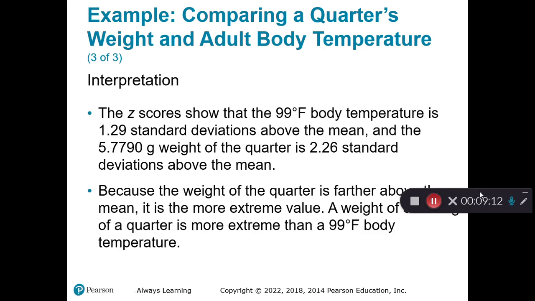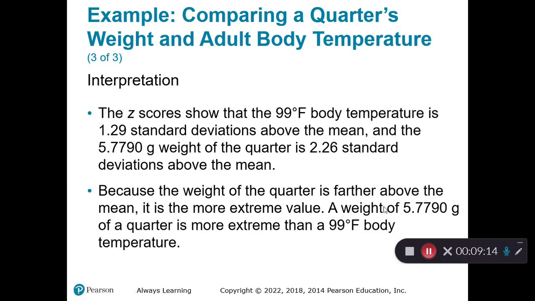And that's what this slide pretty much summarizes. The z-score of 2.26 would indicate that this particular quarter is significantly heavier. It's a significant result, significantly high, whereas the body temperature of 99 degrees would not be considered to be alarming. It is within the expected fluctuation because that z-score was less than 2.